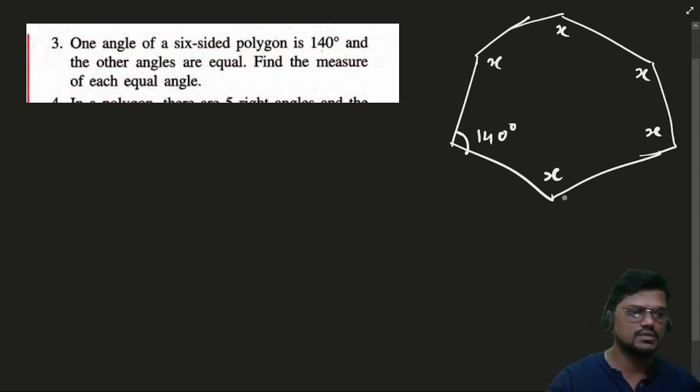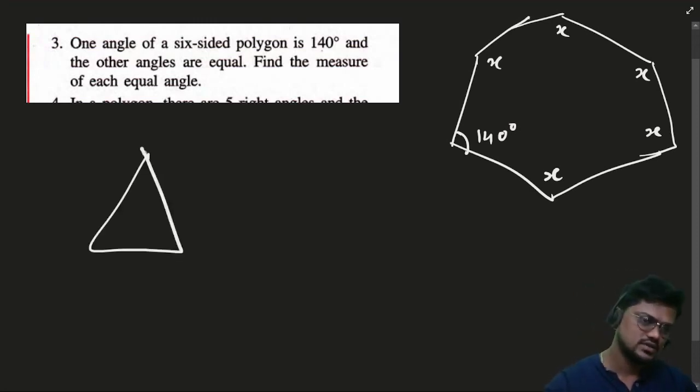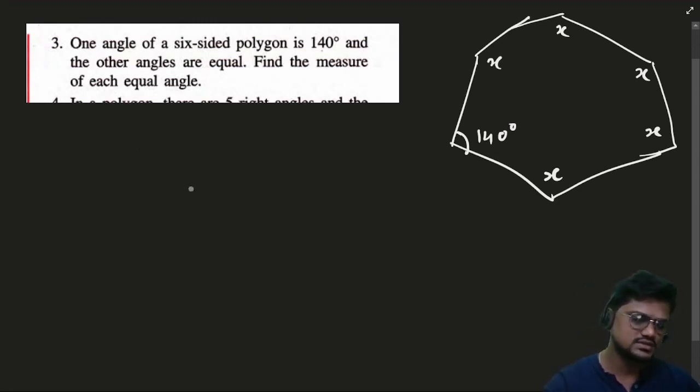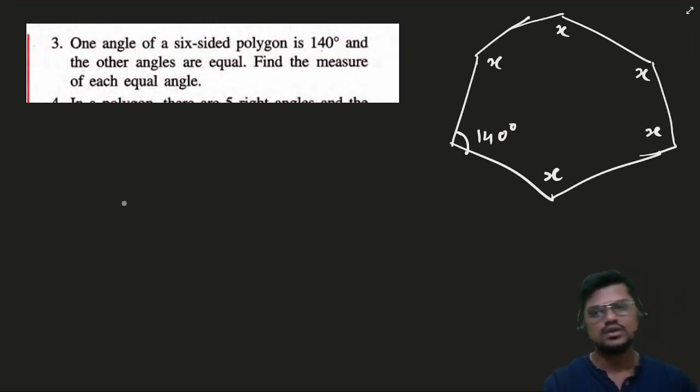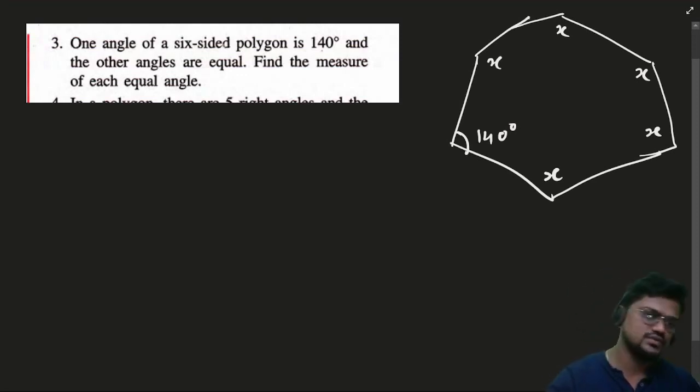For six sides, there will be six angles. The triangle has three sides, so it will have three angles. A quadrilateral has four sides, it will have four angles. So if it has six sides, it will have six angles. If it has 10 sides, it will have 10 angles. Got it? Now, one angle of a six-sided polygon is 140 degrees.